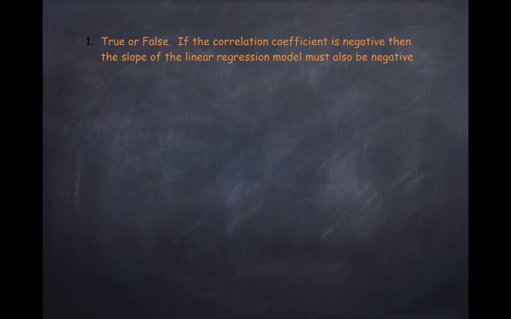And so for number 1, true or false? If the correlation coefficient is negative, then the slope of the linear regression model must also be negative. And so this is definitely true. The correlation coefficient and the slope always are going to have the same sign. And so if the correlation coefficient is negative, then the slope is going to be negative. If your slope is positive, the correlation coefficient is going to be positive. They will always have the same sign, and so this is true.